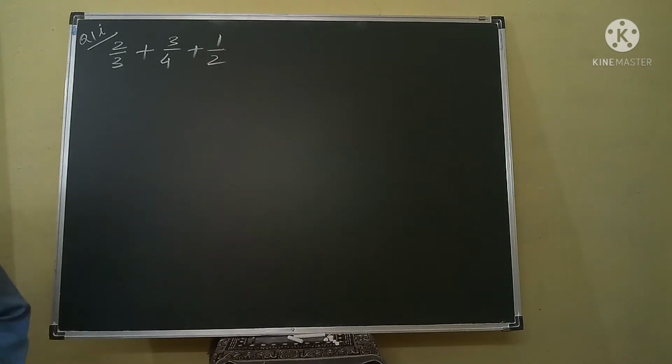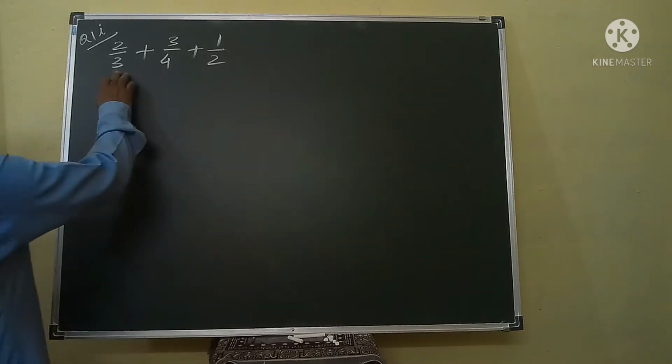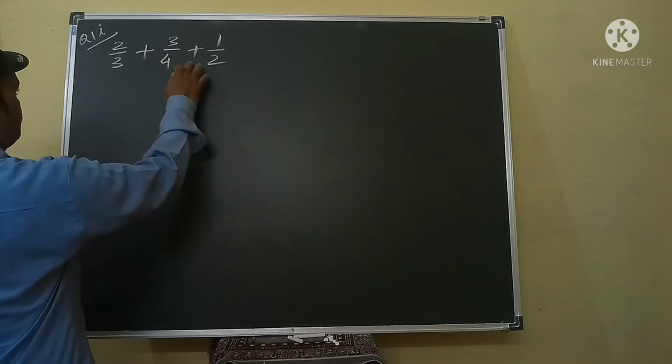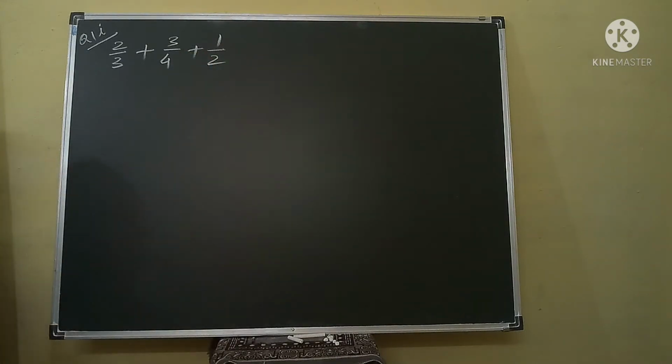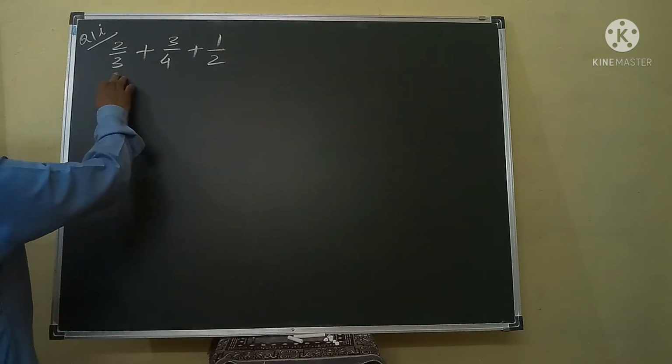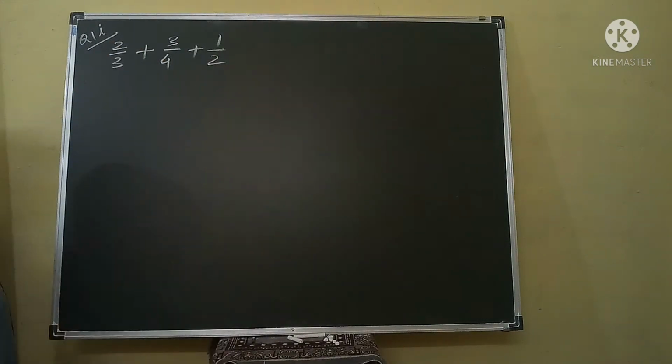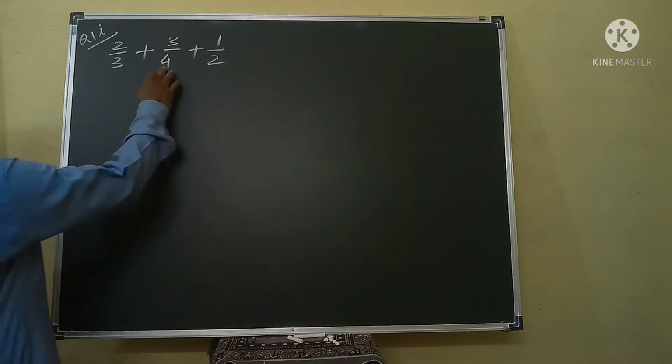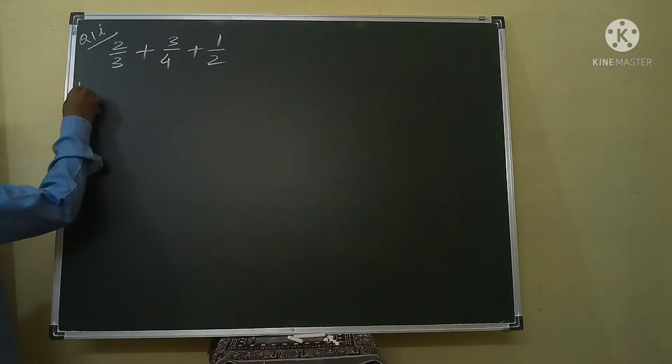Your next question is, this is question number 1I. 2 upon 3 plus 3 upon 4 plus 1 upon 2. As you are looking, in these three fractions, all are unlike. Okay. All these three fractions are unlike fractions. First, what will we do? We will apply the same procedure. First, we will take out the LCM of 3, 4 and 2.